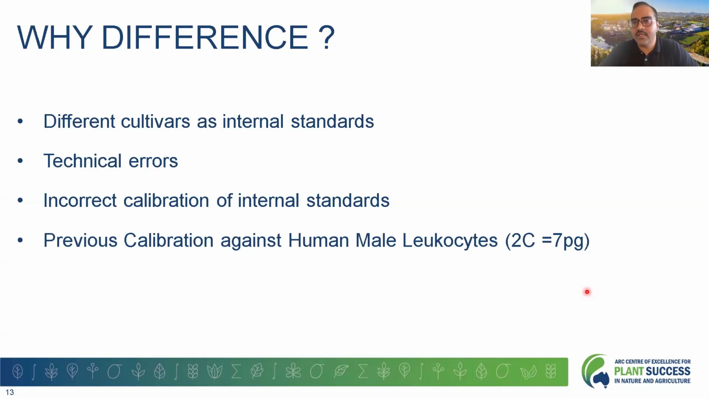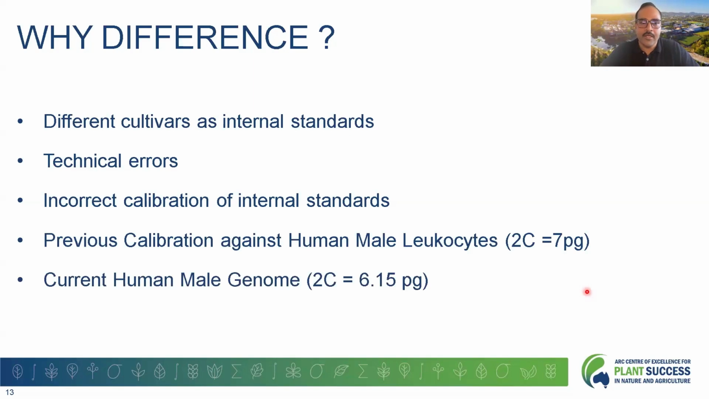So we found out that in the 20 years or late 90s, there was a lot of work done for the internal standards of flow cytometry, and the previous calibration for P was against human male leukocytes. At that time, the human genome was considered as 7 picogram.